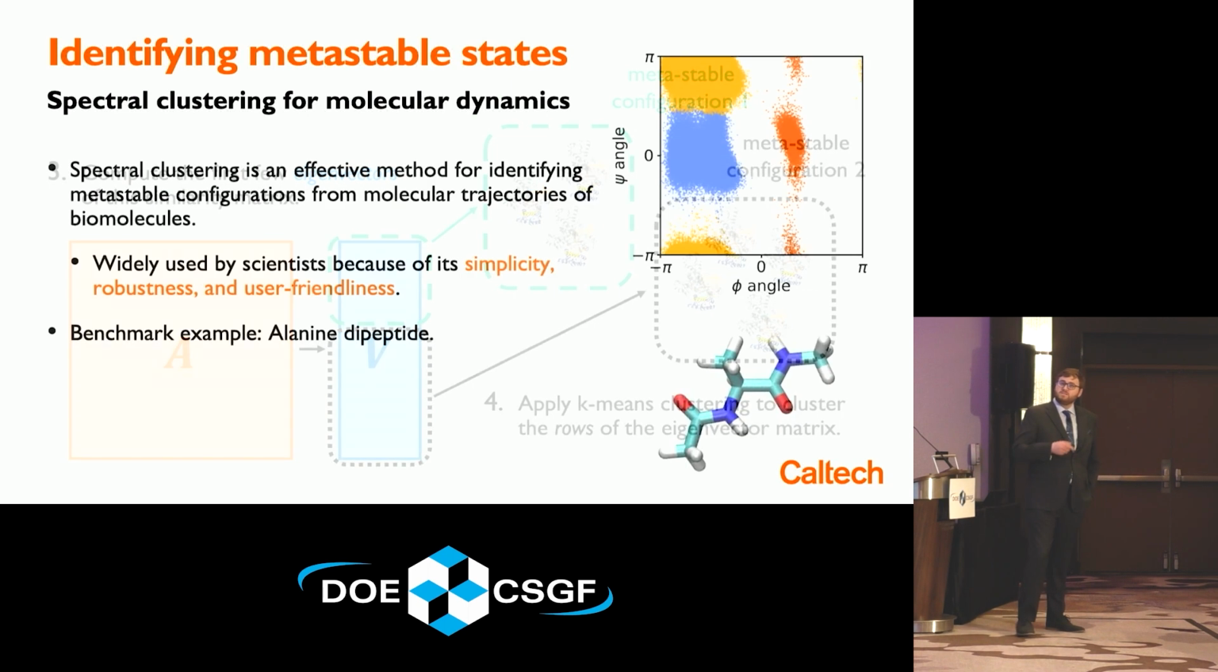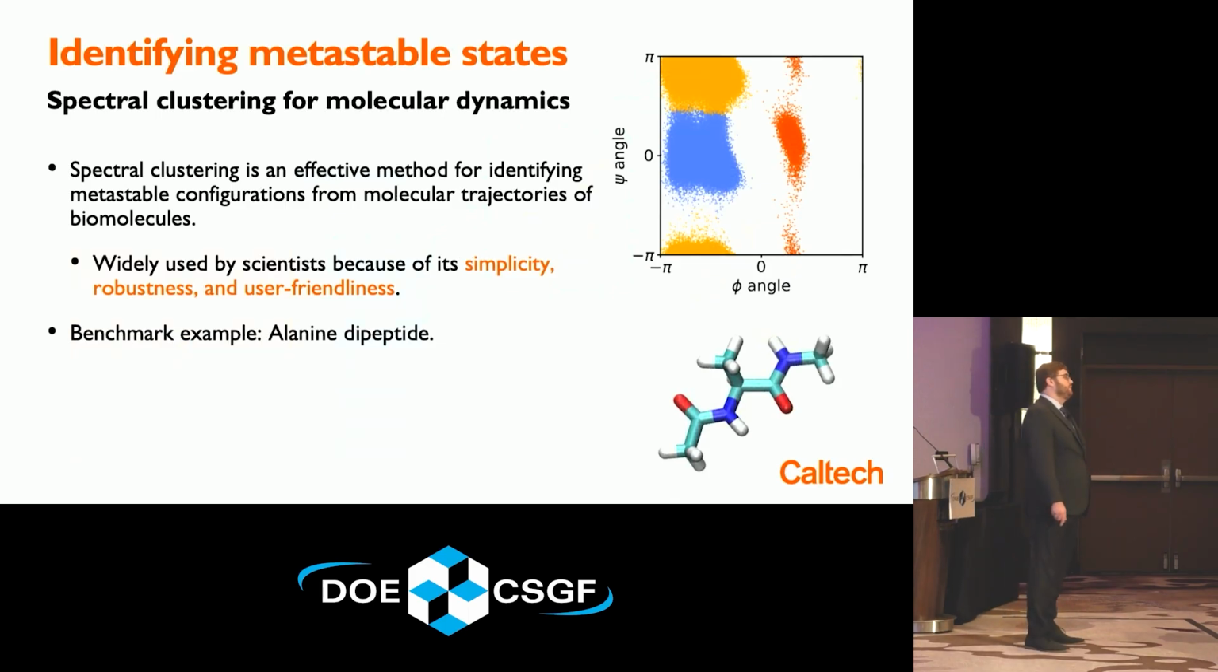All right. So spectral clustering is a widely used and effective technique in biochemistry. And I think it's so widely used because it's very simple, robust, and user-friendly. So you don't need to tune any parameters. You don't need a whole neural network or something that a scientist might not know how to use. It's just simple. Form the similarity matrix, compute the eigenvectors, cluster them.